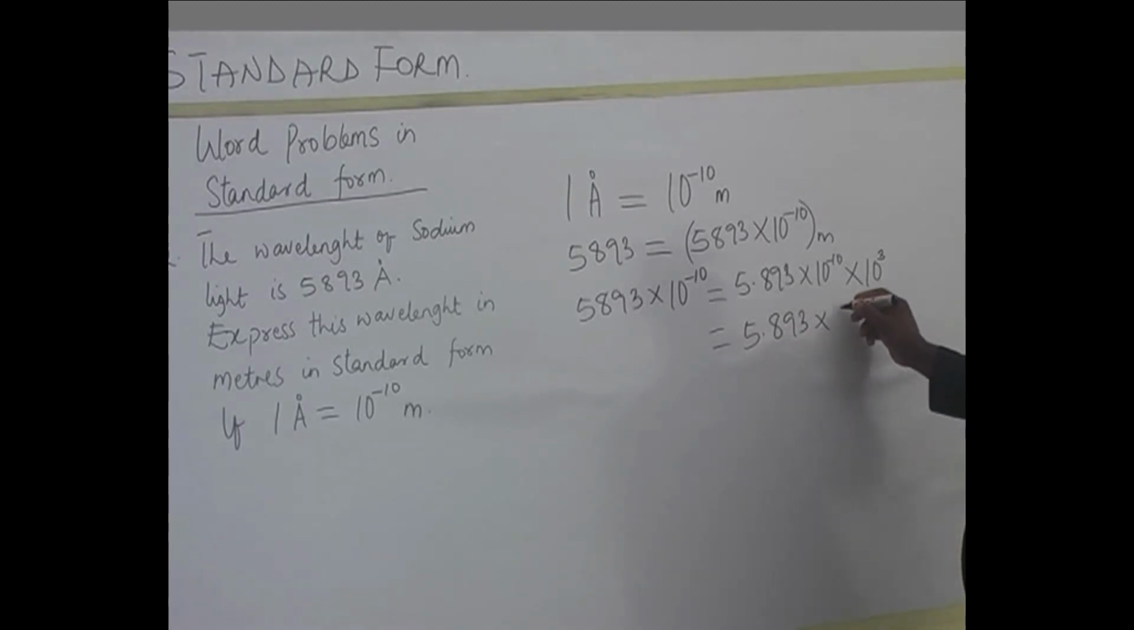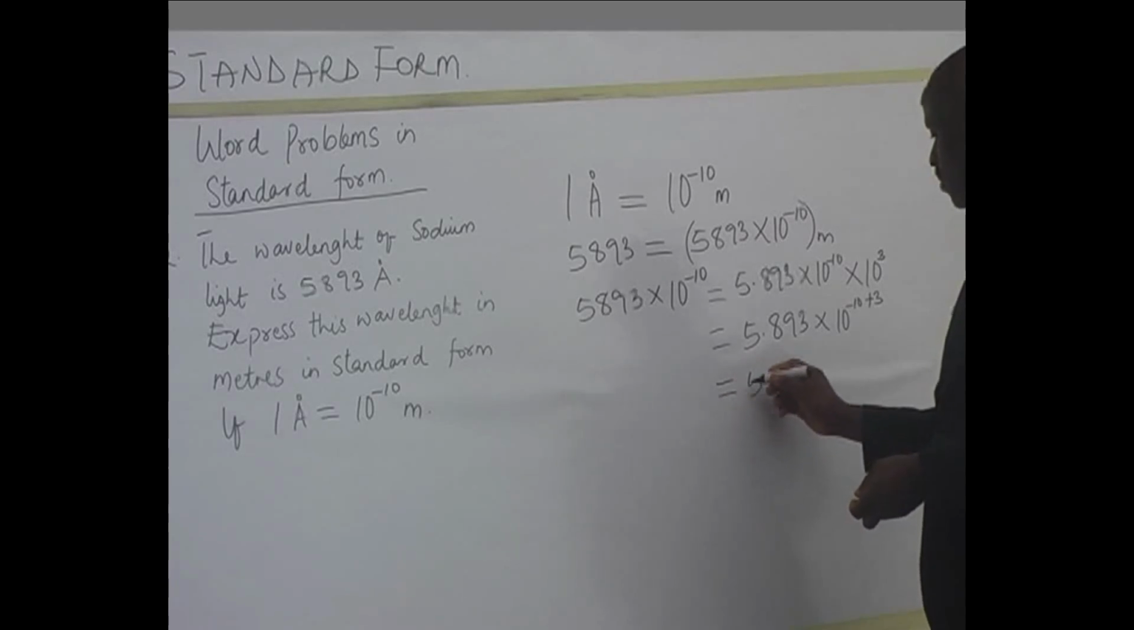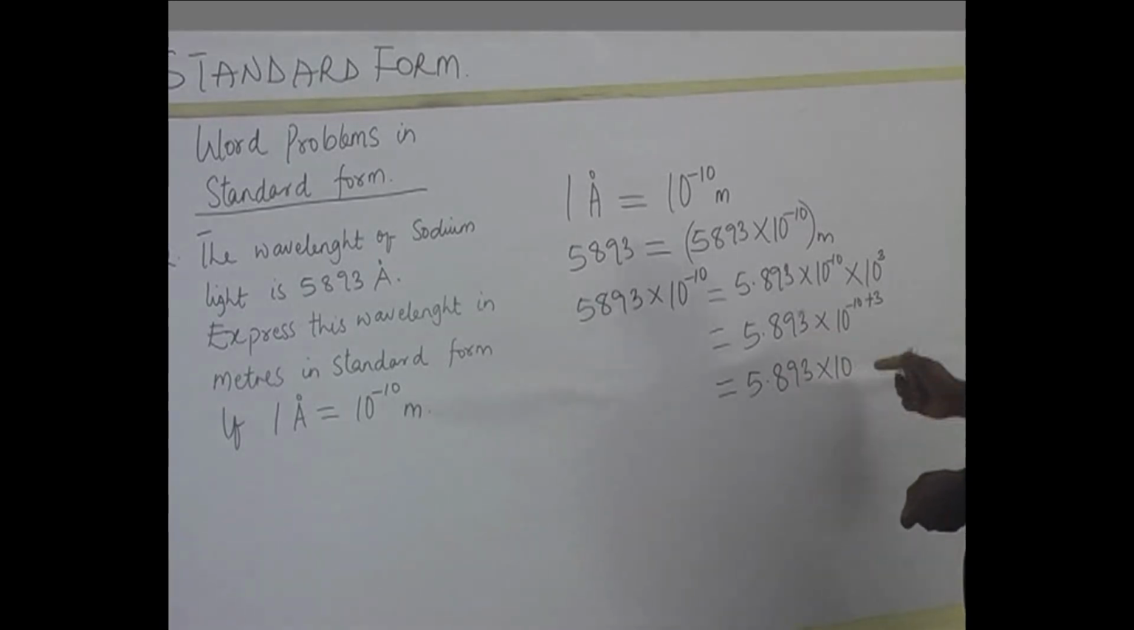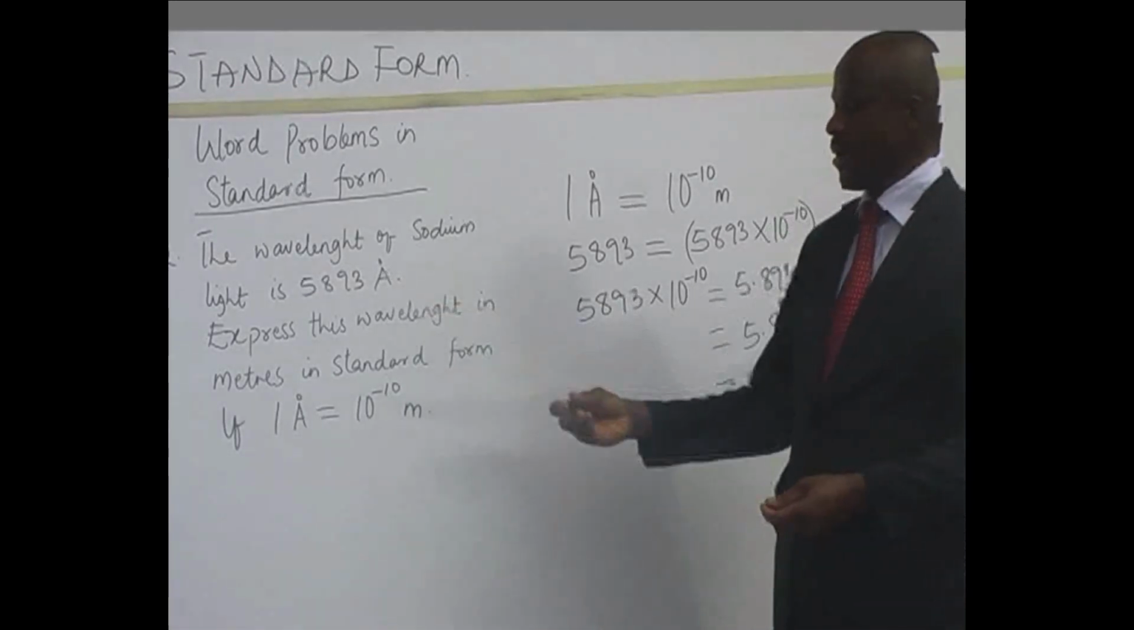It's going to give you 5.893 times 10 exponent minus 10 plus 3. If you take their common base, which is 10, you add their indices because they are multiplying themselves. That was exactly what I did. Minus 10 plus 3 will give you minus 7. So we have 5.893 times 10 exponent minus 7 meters, because what we're calculating is in meters. This is the value of the wavelength, which is given in this figure here in meters.